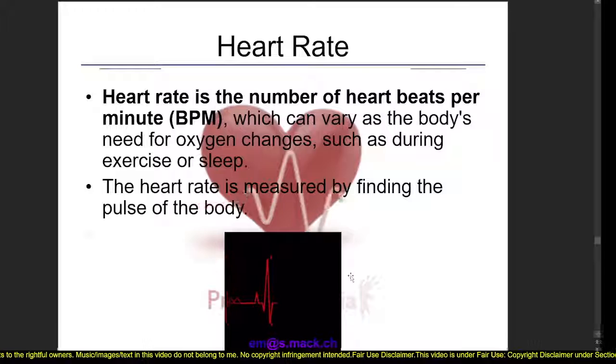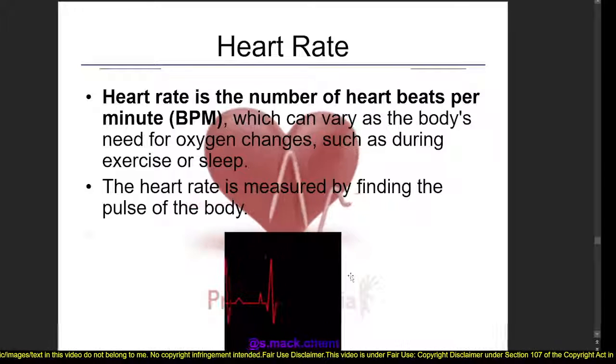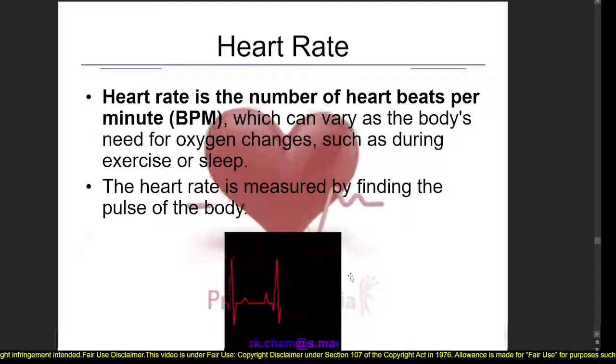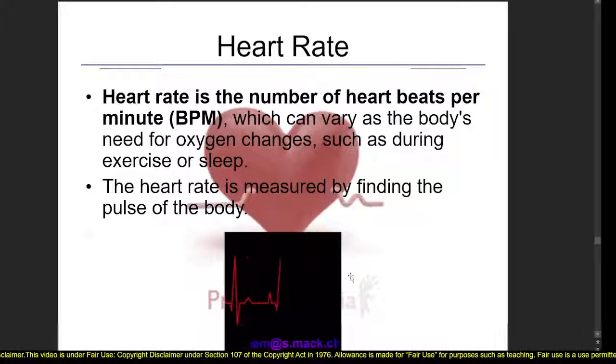And as stated on the screen, it says your heart rate can vary as the body's need for oxygen changes. For example, during exercise or sleep. We are told that the heart rate is measured by finding the pulse of the body. For your purposes, all I need you to know is a definition for heart rate, as well as can you predict how your heart rate will change during exercise? Should it increase or decrease?